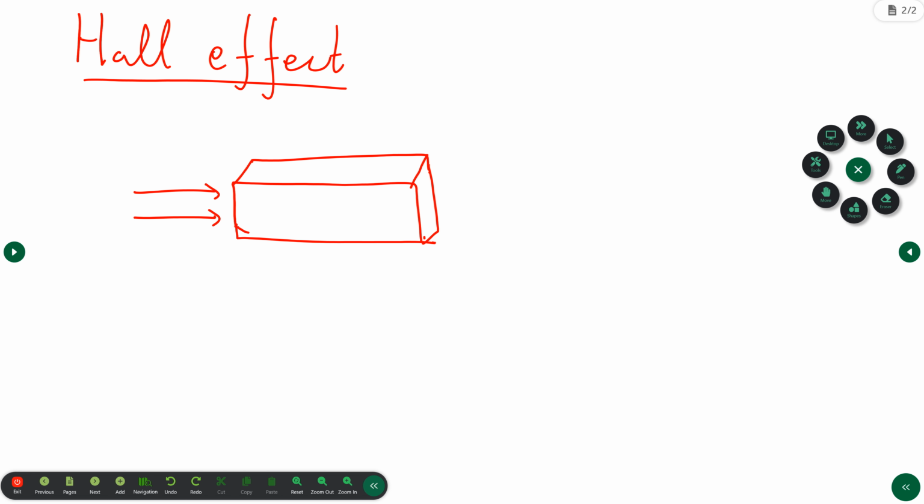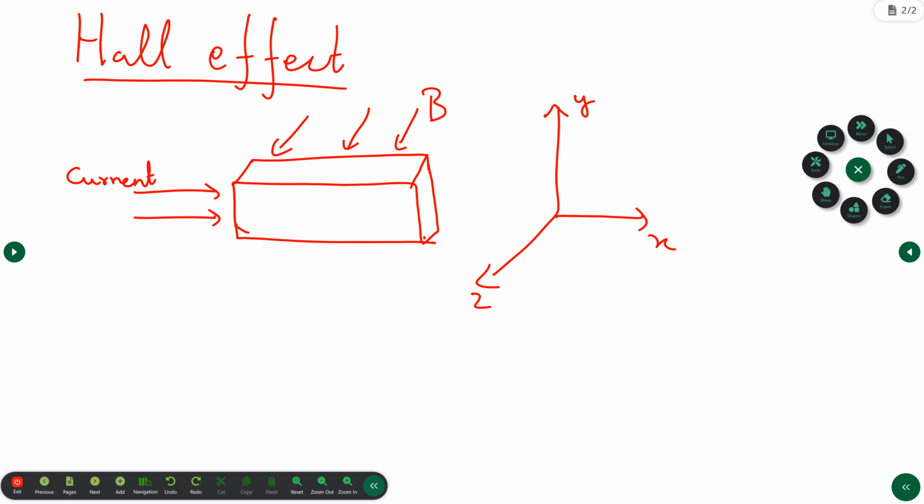When a current carrying conductor or a semiconductor is placed in a transverse magnetic field. So this is the current direction. If this acts in the x direction, with x, y, and z axes, and it is placed in a magnetic field acting in the z direction. The magnetic field is mentioned as B. So current I.